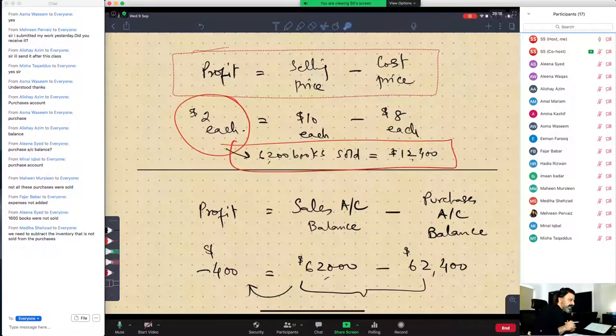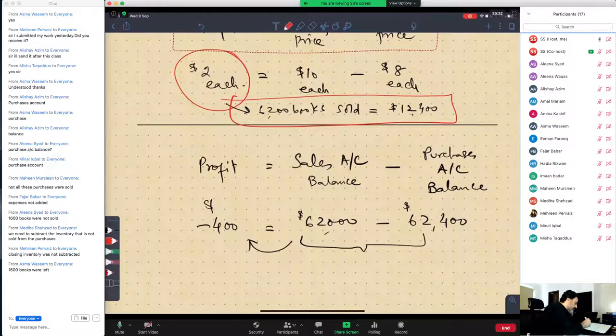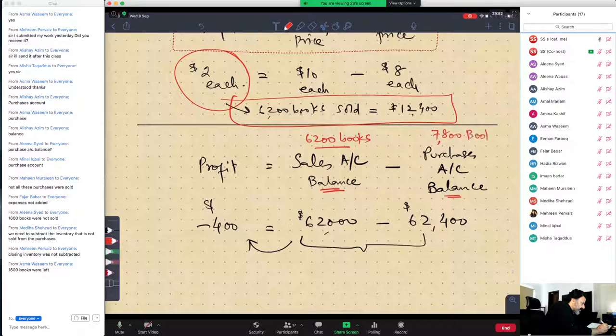So yes, as Mahin and Alina and Madiha have mentioned, you see their answers over here. The fundamental mathematical error that we are making here is that we are comparing two wrong sets of values. This sales account balance represents 6,200 books, whereas the purchases account balance that we are subtracting from the sales account balance to find the profit represents 7,800 books. So we are not comparing like with like, right? Yes, Asma, you're absolutely right. Closing inventories was not subtracted, Maherin. Yes, I'm coming to that point. Excellent, everyone. So you are comparing the revenue of 6,200 books with the cost of 7,800 books, and that is the mathematical mistake that we're making here.